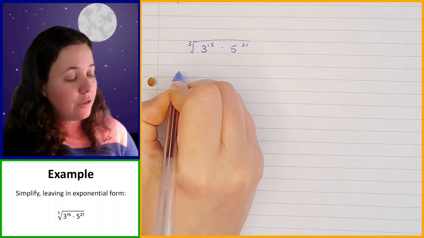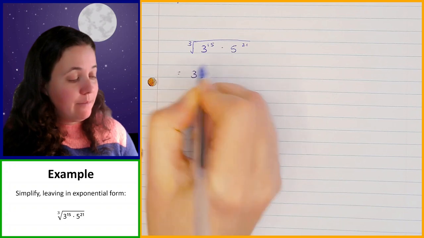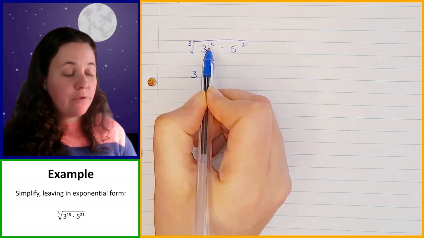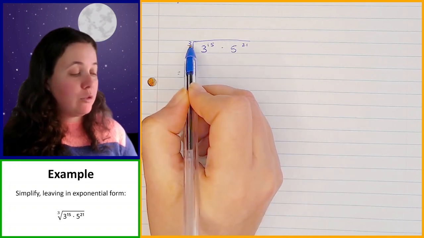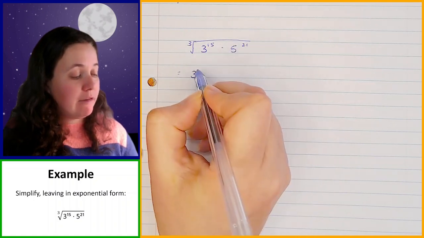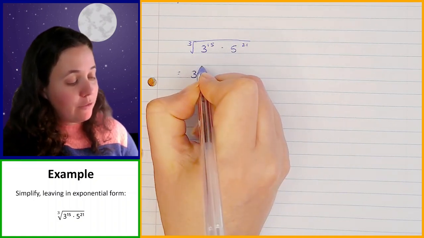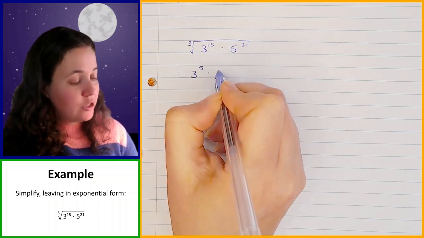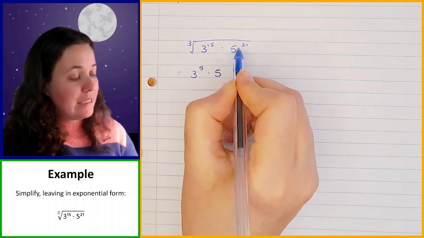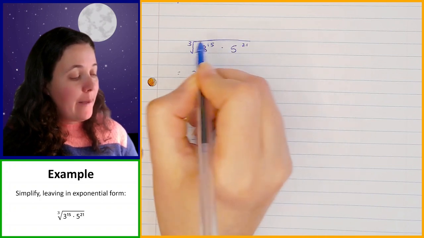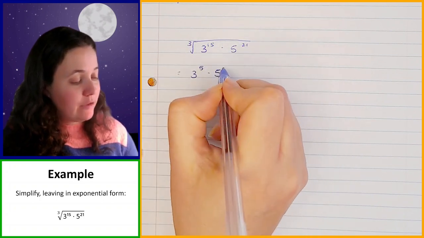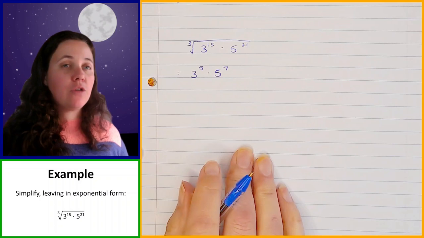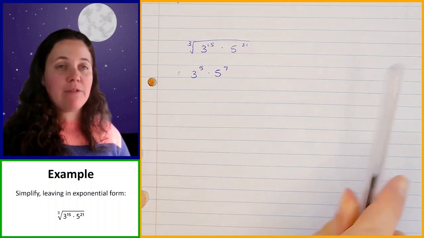Okay, so over here, the 3 is going to stay the same. I'm going to divide its exponent, which is 15, by the radical's index, which is also 3. So 15 divided by 3 gives me 5. So that gives me 3 to the power of 5 times, and then I have 5 to the power of, and I'm going to divide its exponent, which is 21, by 3, and that gives me 7. So that gives me 5 to the power of 7. So for that one, I get 3 to the power of 5 times 5 to the power of 7.